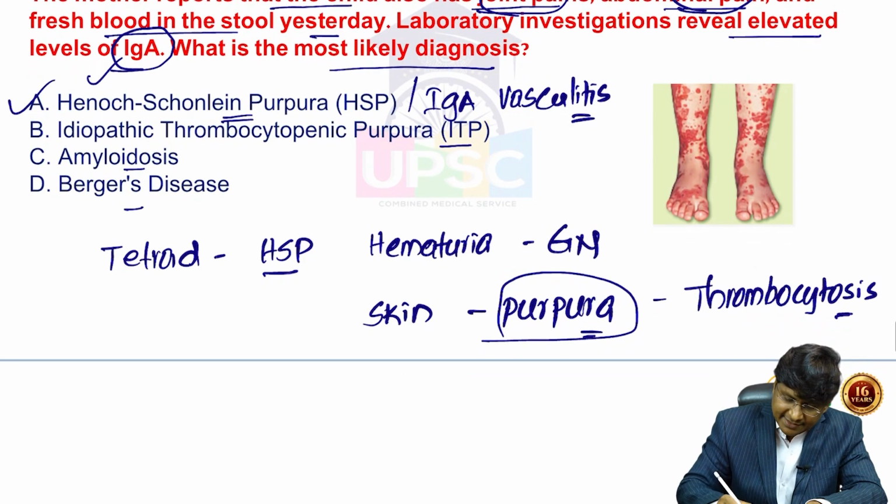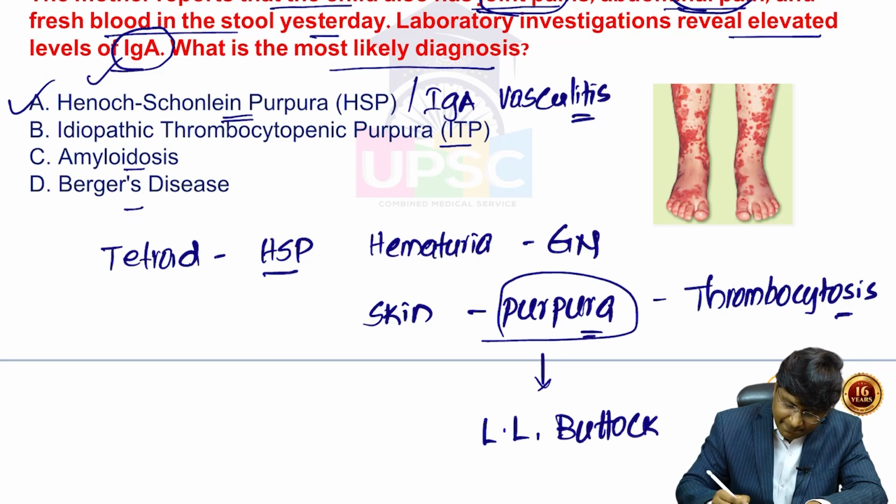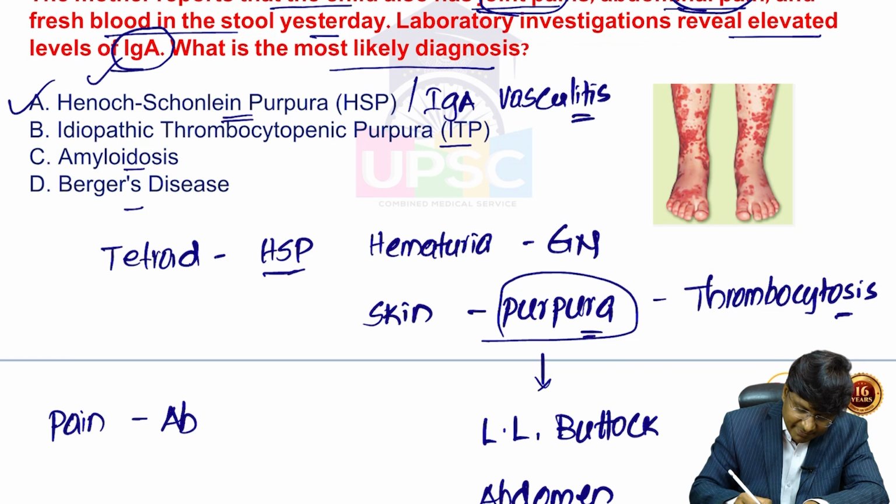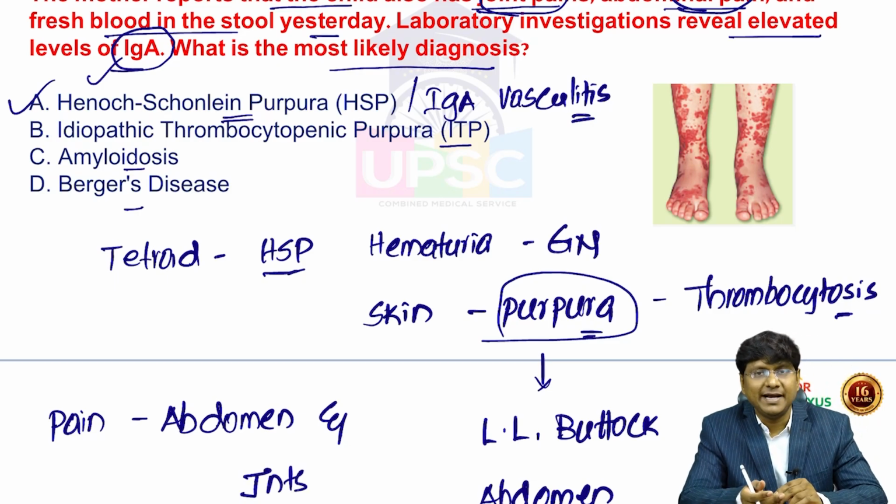And this purpura is mainly distributed over the lower limbs, over the buttocks, and over the abdomen, right? That is the skin manifestations. And lastly, the P. P stands for pain, right? So pain in the abdomen as well as in the joints.